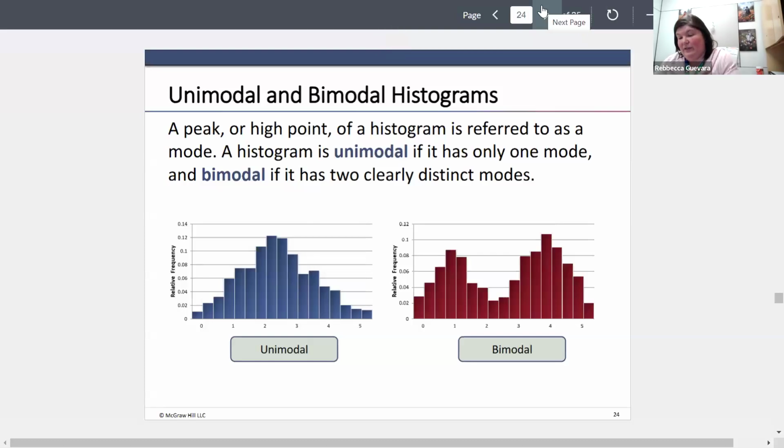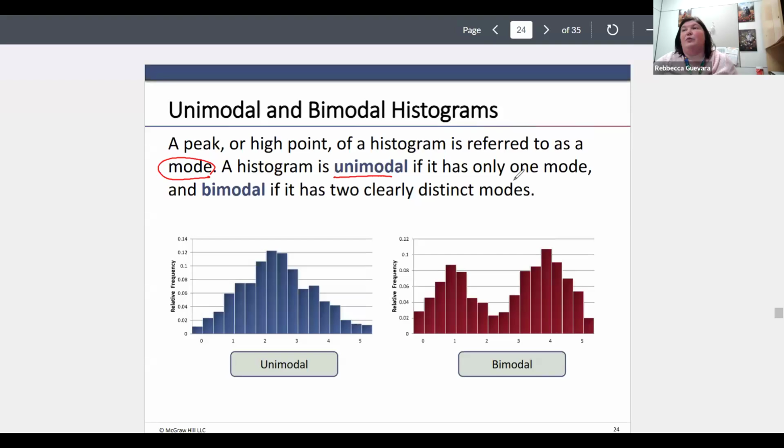Okay. We also have unimodal and bimodal histograms. What this means is that the data can be skewed or something like that, but what's important is how many bumps we have in it, which we call modes. A peak or a high point of a histogram is referred to as a mode. A histogram is unimodal if it only has one mode. So here we see one bump, one mode.